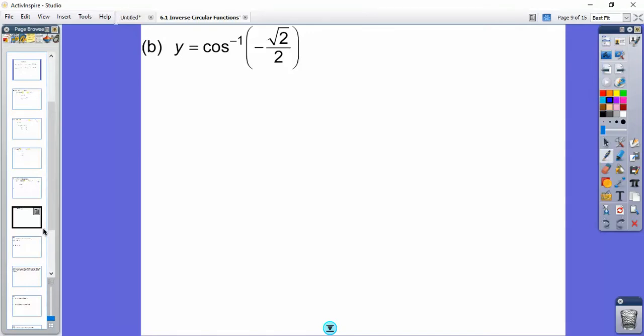Cosine inverse, y equals cosine inverse of negative radical 2 over 2. So cosine inverse can be in quadrants 1 or 2. This is a negative, so you take your negative quadrant. You are going to answer in quadrant 2. This is like saying cosine of y is a negative radical 2 over 2. So we are finding where in quadrant 2 is cosine a negative radical 2 over 2. Again, the negative is just the part that tells me it's quadrant 2.